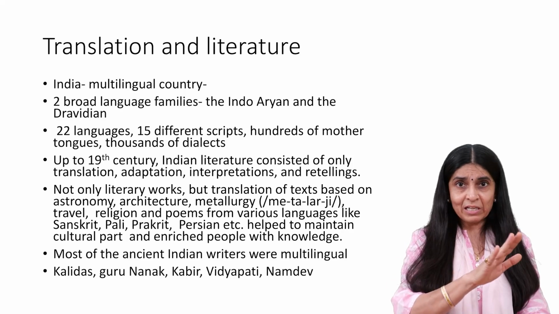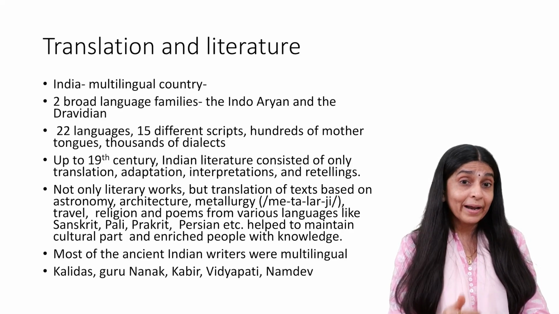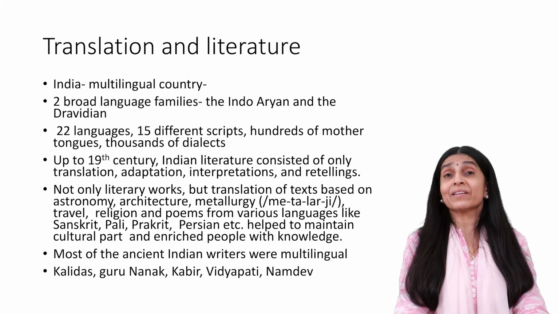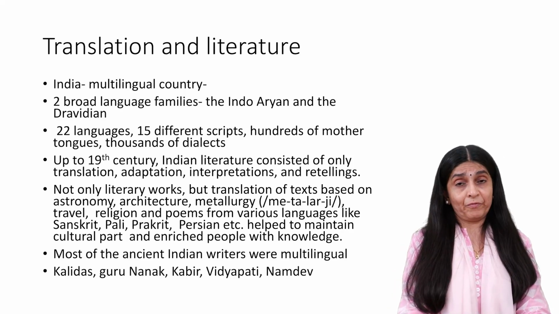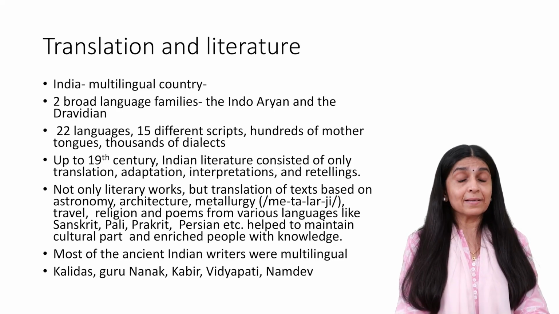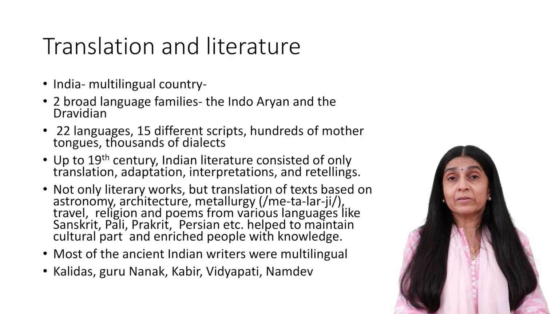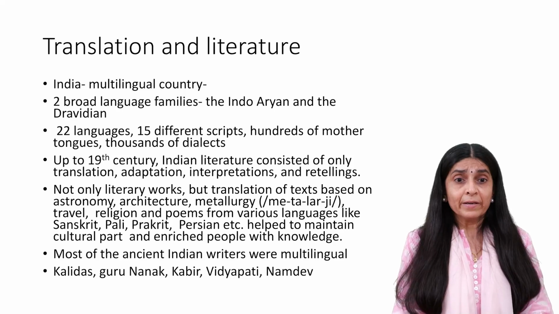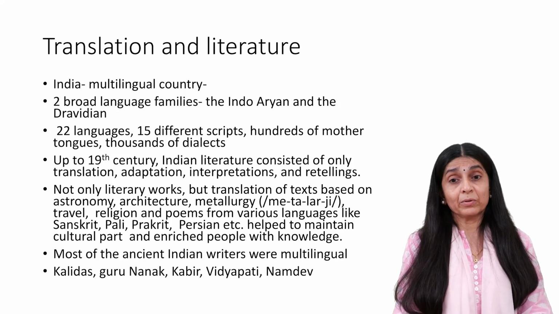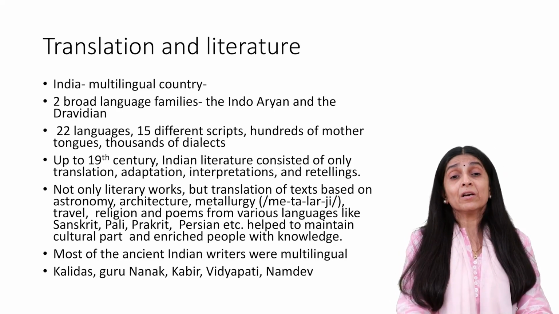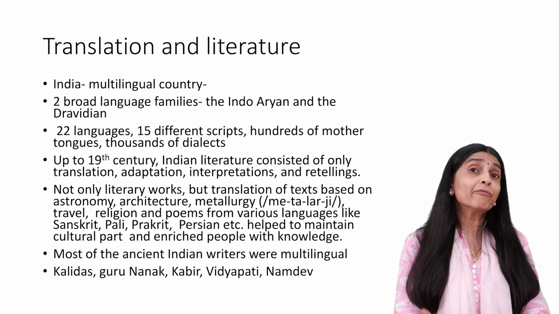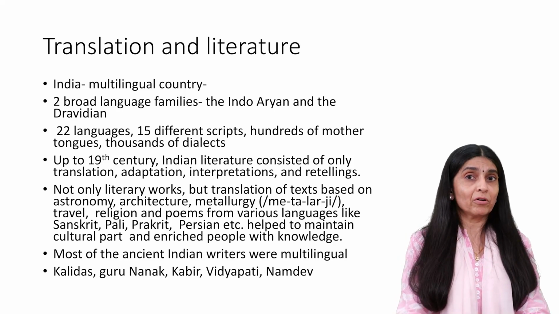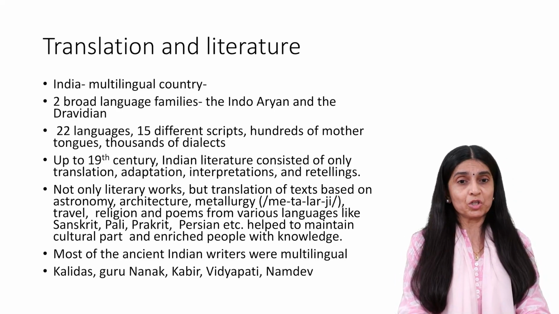If we trace the history of our culture, up to the 19th century, previously we had the Shruti Parampara, and Indian literature consisted only of translation, adaptation, interpretation, and retelling. Not only literary works, but other areas of study, such as applied and pure sciences, astronomy, architecture, metallurgy, travel, religion, and poems, were all found in Sanskrit, Pali, and Prakrit. They helped maintain the cultural heritage and enriched people with knowledge. So books from different fields of knowledge, not only literary texts, contributed a lot to enrich our culture and our language.